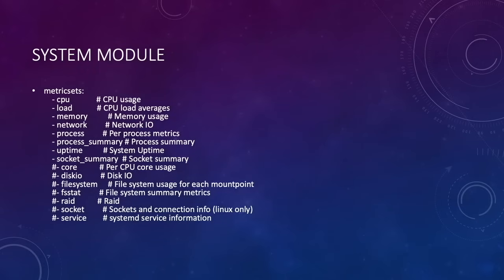This module allows you to monitor a lot of things that are listed on the screen. Each of these items individually is called a metric set. You can either choose to enable all of these or only the ones that you're interested in. The ones that you're not interested in will need to be commented out from your configuration file.